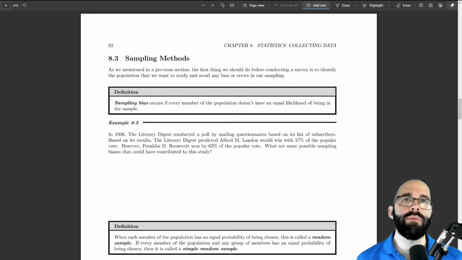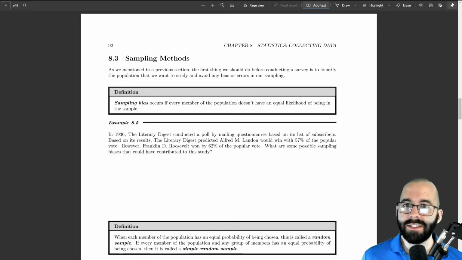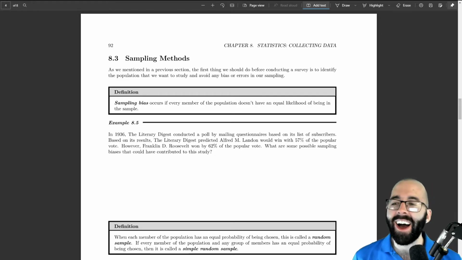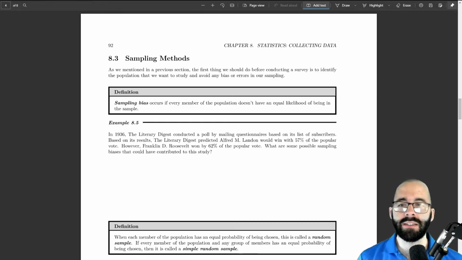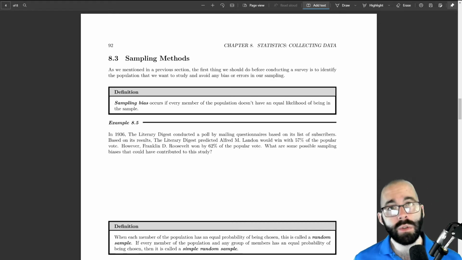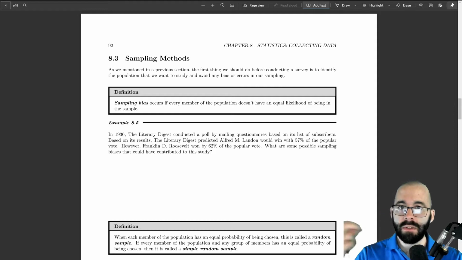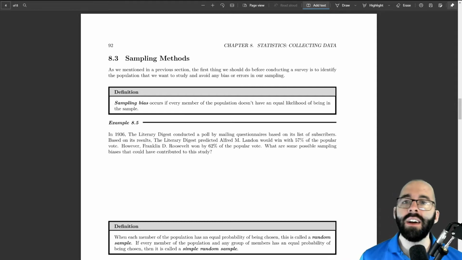So again, censuses are really, really nice when they're possible. But the fact of the matter is, a lot of times we can't survey the entire population. We have to survey a sample. So how do we choose which people or things get surveyed? That's by sampling methods, and there are different ways of doing it.